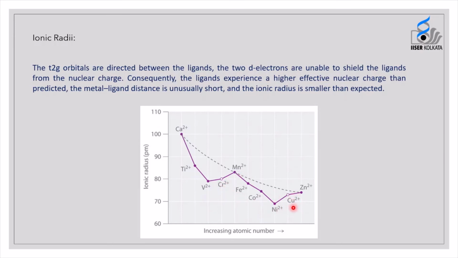Now Cr2+ and Cu2+ are not in bold circles, which means they do not form proper octahedral complexes. That's why we have not bolded them; we have not counted them, because we cannot determine their energy or ionic radii exactly, so we have just predicted values. Mn2+ and Zn2+ fall on the curve because they have a half-filled or full d subshell, so the effect of splitting does not affect their complexes much.